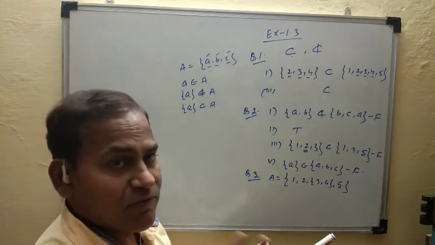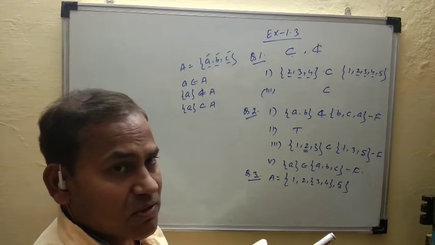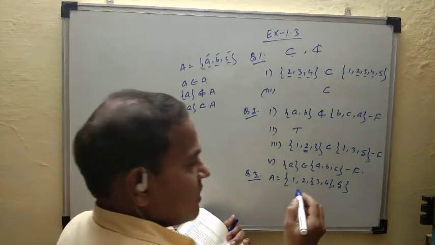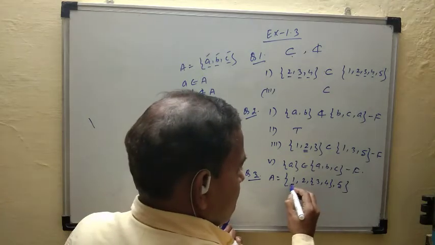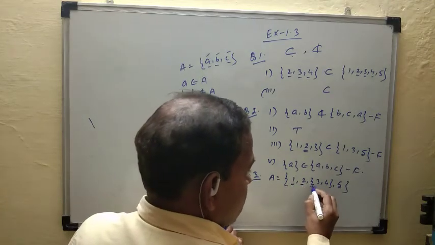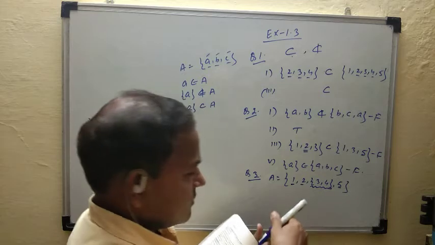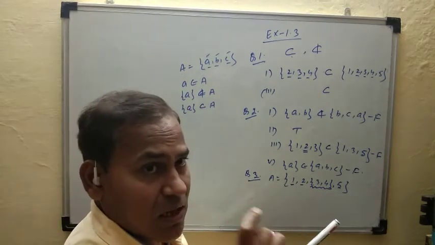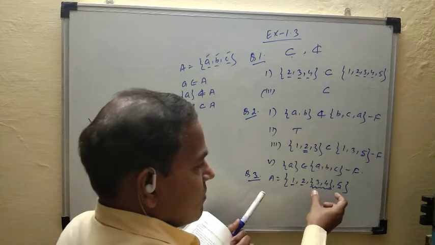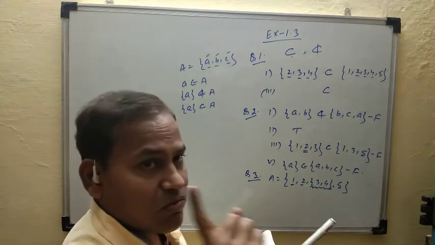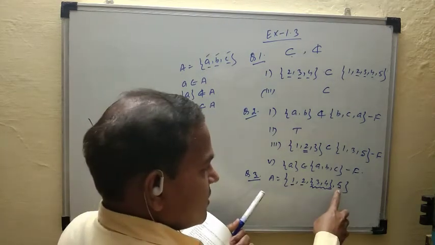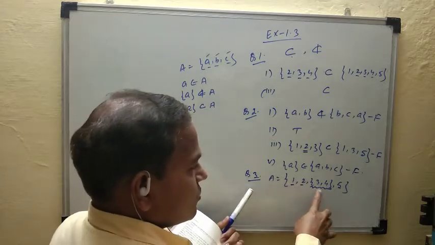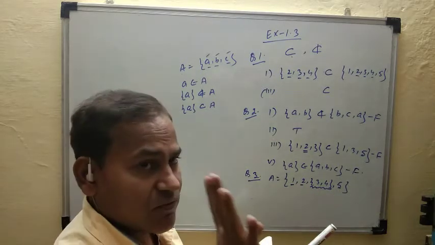So 5 is wrong. Here total number of elements: one element, this is the second element, this whole is the third element. 3, 4 both are combined to form one element, and this one is the next element. So total number of elements: 1, 2, 3, 4. There are 4 elements.